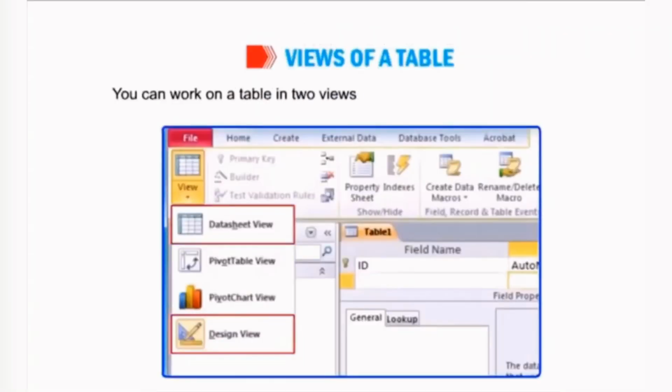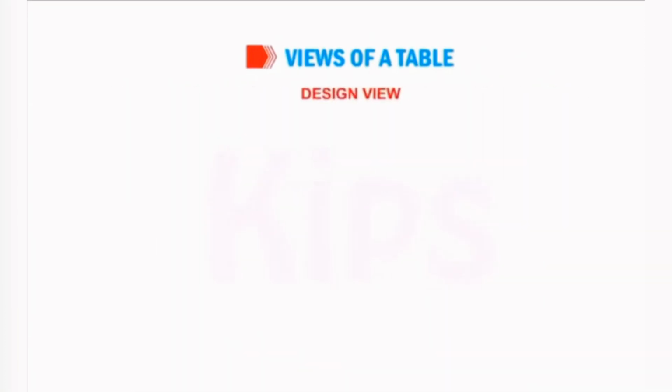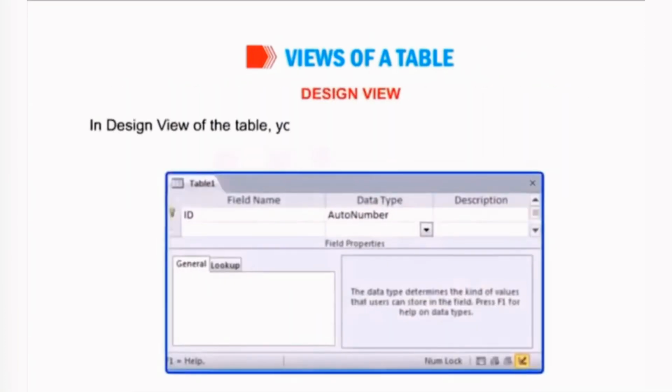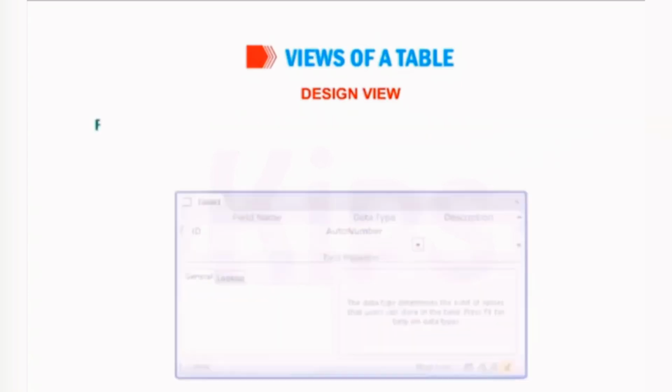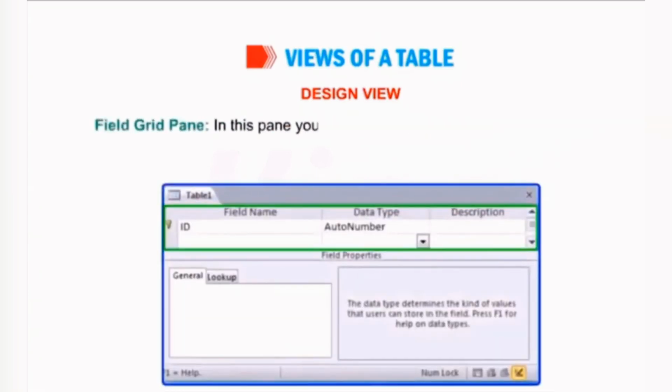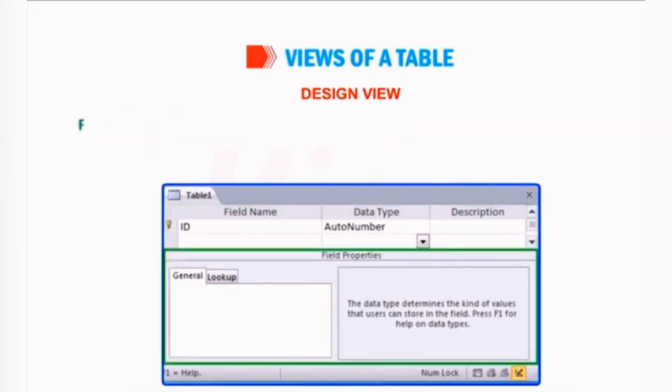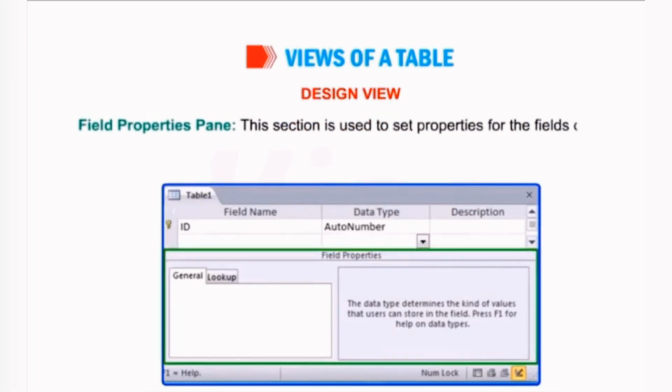A table has 2 views, design view and data sheet view. Design view. In design view of the table, you can enter the field names, their data types, and description. The design view is divided into 2 parts. Field grid pane. In this pane, you can define the field names, their data types, and description. Field properties pane. This section is used to set properties for the field defined in the table.